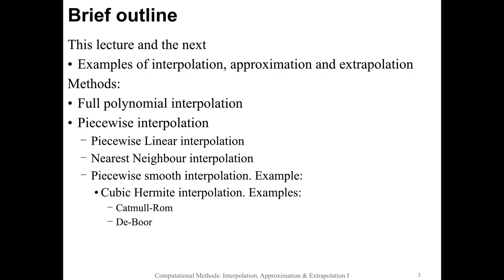So this is basically an outline of the methods that are in the slides. There are broad distinctions between either using a single full polynomial to interpolate all of our data, or to do something called piecewise interpolation, where we only interpolate small sections of our data and join up the pieces. And this can be done either in a linear way or using nearest neighbour interpolation. And then towards the end of the lecture, we'll look at smooth interpolation, where we use some cubic polynomials to get a smooth representation of our interpolation function.